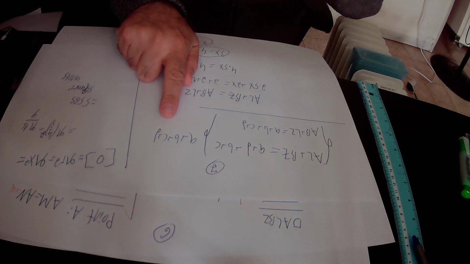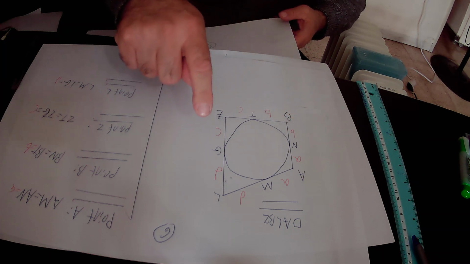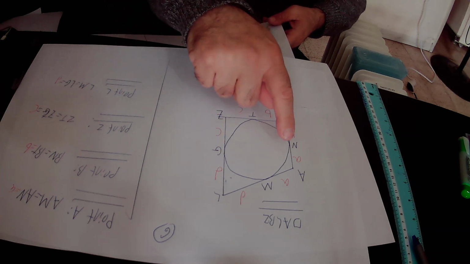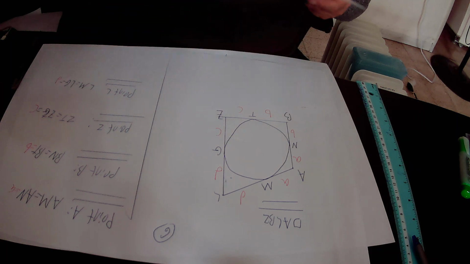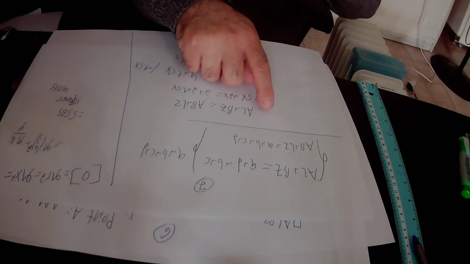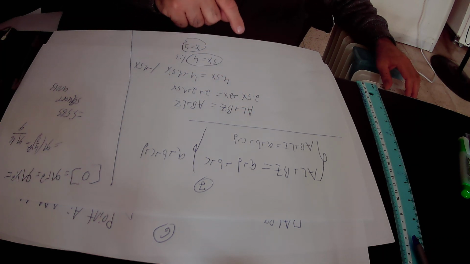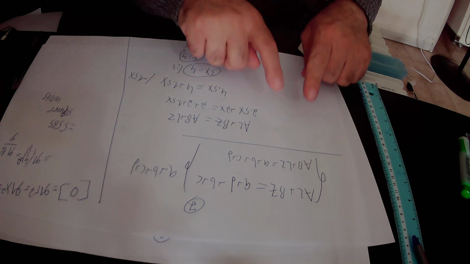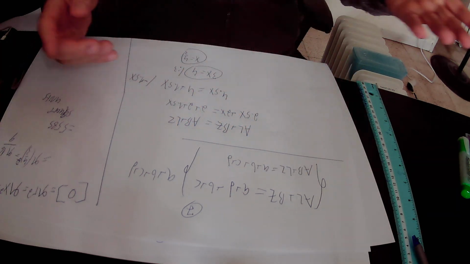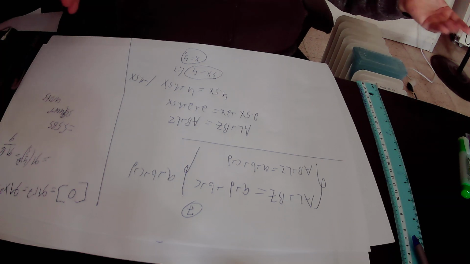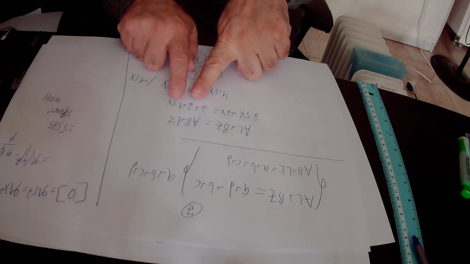Okay? And then we added side AB to side LZ. AB is a plus b and LZ is c plus d. So in total, AB plus LZ equals a plus b plus c plus d. So those two expressions are both equal to a plus b plus c plus d, therefore they must be equal to each other. Very simple. So AL plus BZ must be equal to AB plus LZ.